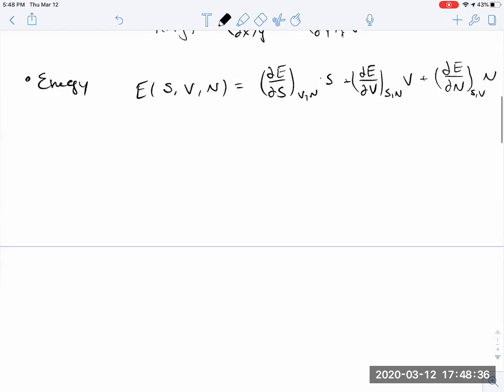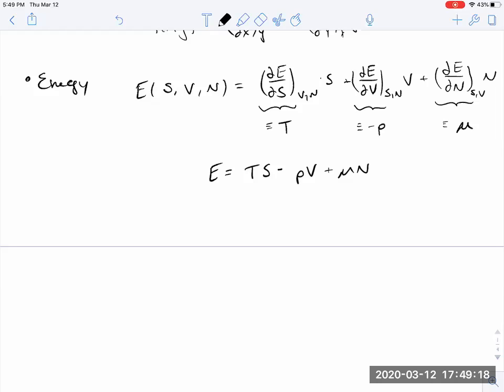That's straight from Euler, but what's cool is that we know what these derivatives mean. This is our definition of the temperature, how the energy changes with entropy. How the energy changes with volume is what we mean by minus the pressure, and analogously, how the energy changes with particle number is what we mean by the chemical potential. So what we've just demonstrated is that the energy, note not the differential in the energy, but the total integrated energy, can be written as T times S minus P times V plus mu times N.